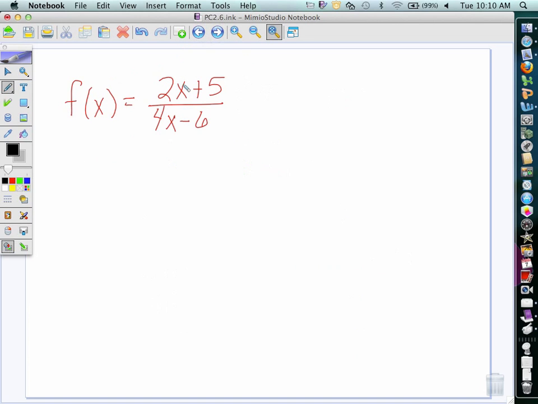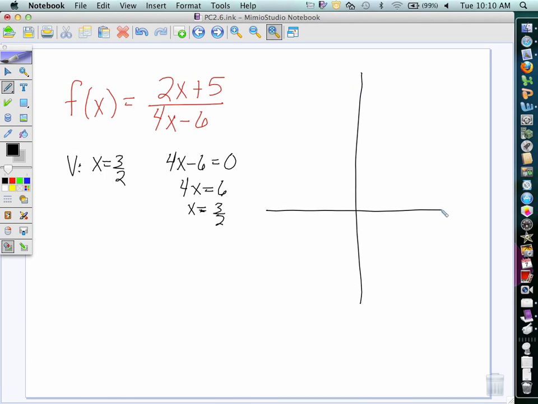All right, let's go ahead and look at the second one here. I don't have any factoring that I can do, so I'm going to go directly to finding the vertical asymptote. The vertical asymptote would be when the denominator 4x minus 6 is equal to 0. So 4x is equal to 6. x would equal 3/2. So x equals 3/2 is my vertical asymptote. I'm going to go ahead and put that in there, so at 1.5, my vertical asymptote. Now let's look for a horizontal asymptote.